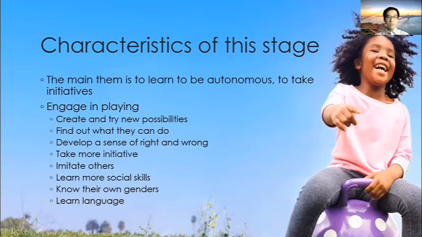So there are some major characteristics of this stage in early childhood. The main theme is to learn to be autonomous, to take initiative. That's what Erikson said, about autonomy and about taking initiative. That's the main theme in this stage. How do they learn to be autonomous and to take initiative? They engage in playing. That's why children like to play a lot. They imitate what adults do. They simulate situations and scenarios so that they can practice and learn how to be autonomous. So playing is very essential for children's growth and development.